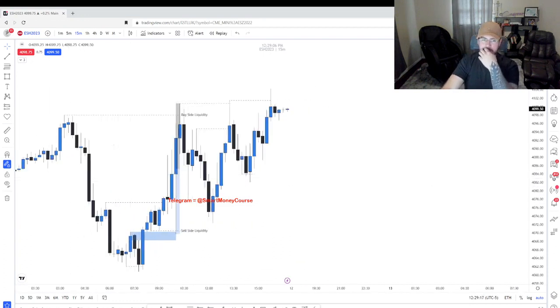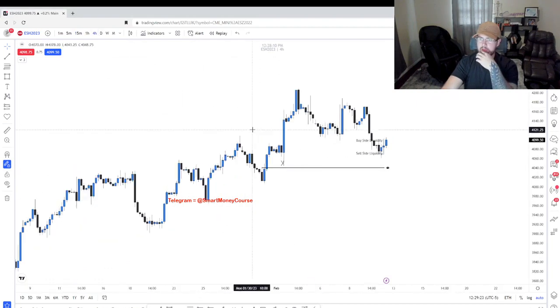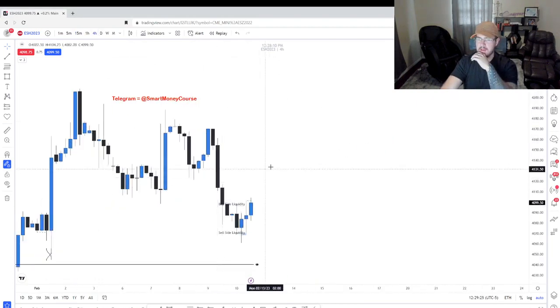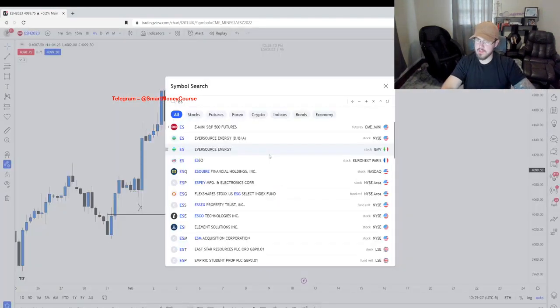So whenever we're looking at this on the higher time frames, I still see, let's just look at a different chart so it's clean.